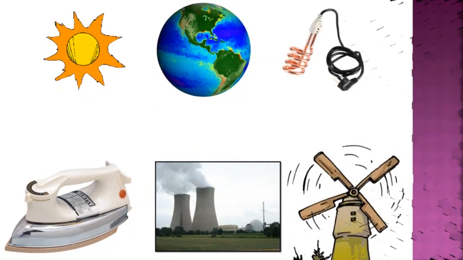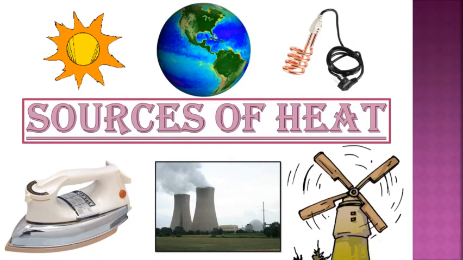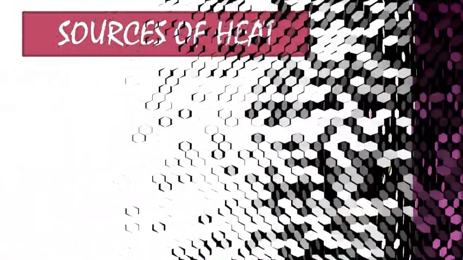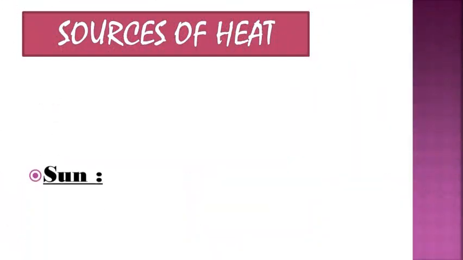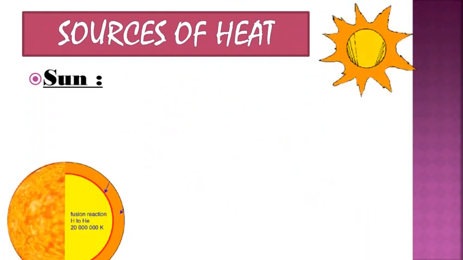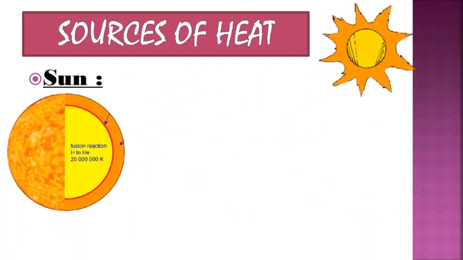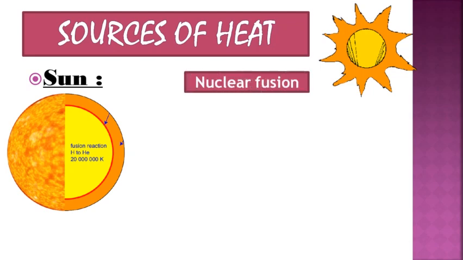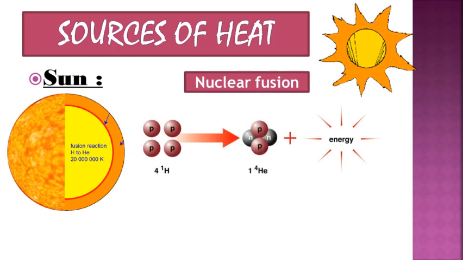Now next we have to learn about sources of heat. So let's understand the different sources from which we get heat. First source of heat is the sun, and the sun is the biggest source of heat received by the earth. A large amount of heat is generated due to the nuclear fusion reaction taking place in its center.